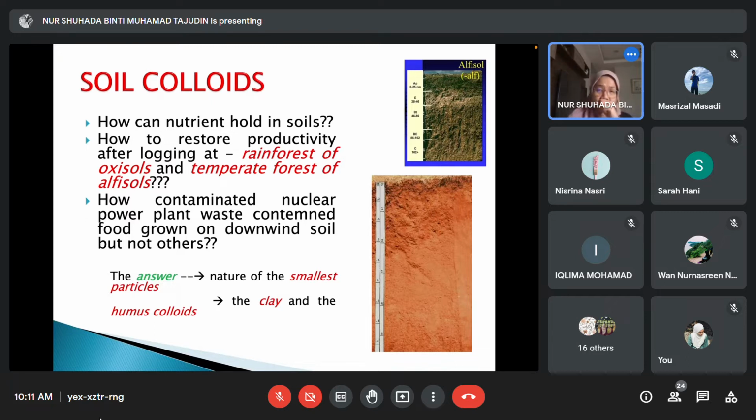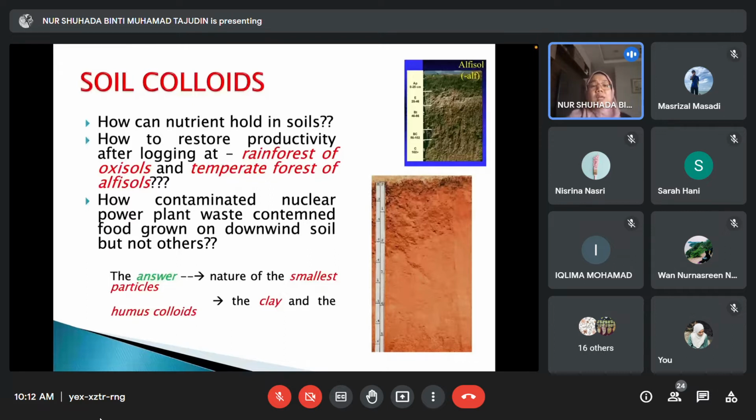There are some questions that are actually answered by the existence of the colloids, by the existence of these small particles, because they have hands and can hold those things. They can hold nutrients, which is good for the plant, and also heavy metals, which are harmful to the plant and the environment. It gives a harmful effect.